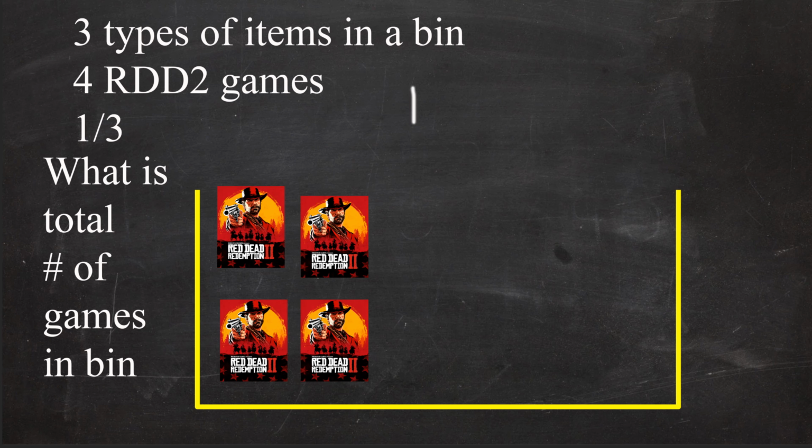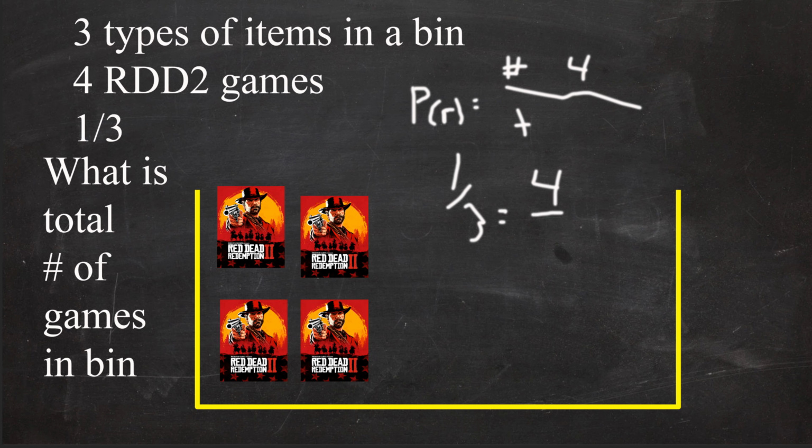The probability of any event, in this case the Red Dead Redemption, so I'm just going to put an R there, is equal to the number of items that we want over the total. The number of items, they told us, is 4. And the probability is given to us. It's 1/3. So we break that formula down: 1/3 equals 4 over the total, which we don't know. So we're just going to use T.